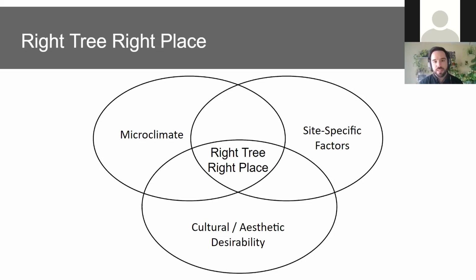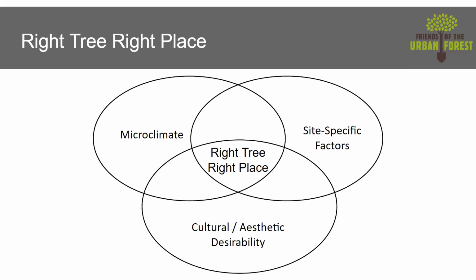We also live in a very dense urban city, so the site-specific factors, streetlights, fire escapes, traffic signals, things like that are also very important. Utilities above and below ground. And lastly, cultural sensitivity. So there are some topics we'll talk about where the cultural or the aesthetic design plays a significant role in selecting trees for a site.